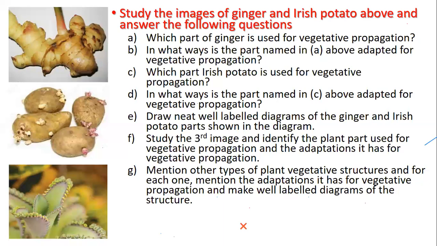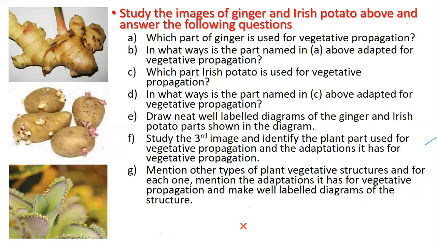So part D, let's send in the answers for part D. Okay. In what ways is the part named in C above adapted for vegetative propagation? Someone using Samsung says it has a terminal bud. Jerry says it has buds. We're answering part D. Just send in your answers. I think it has a bud.